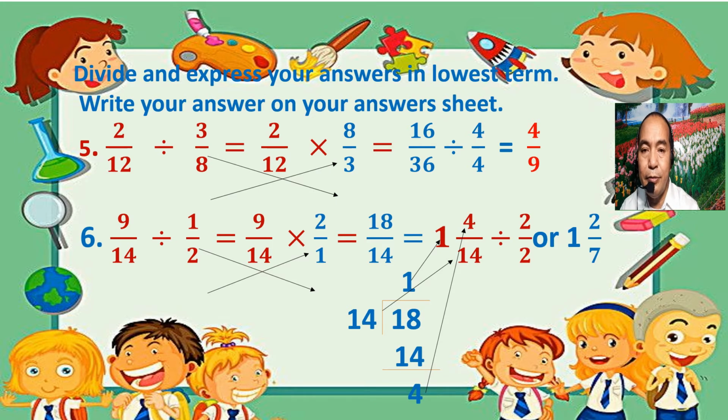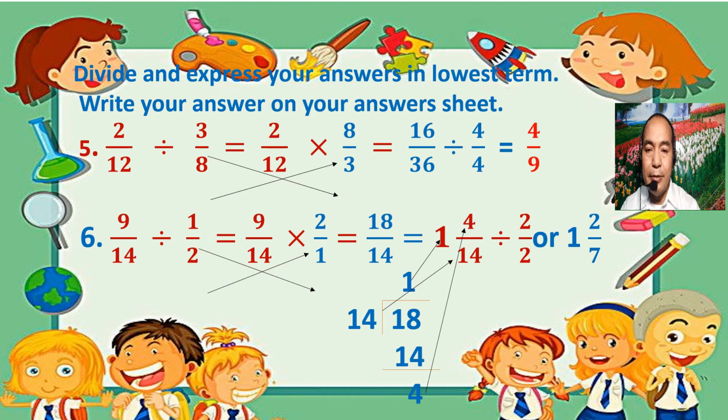So just review on those videos if you happen not to master getting into the lowest term of the fraction. Okay, let's have item number 6. 9 over 14 divided by 1/2. So again, we will have to invert the divisor, which is 1/2, and this will become 2 over 1. So we will multiply the dividend by the reciprocal of the divisor.